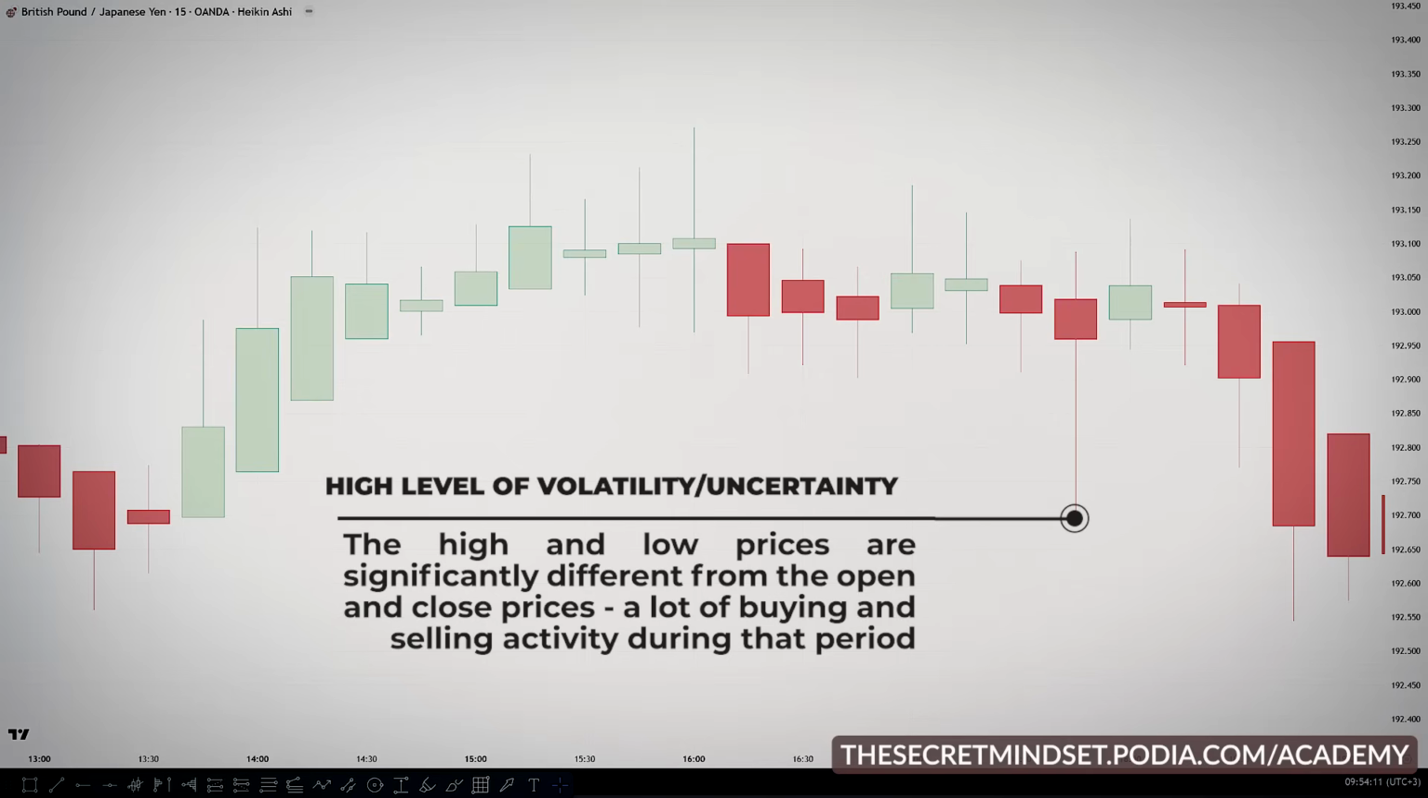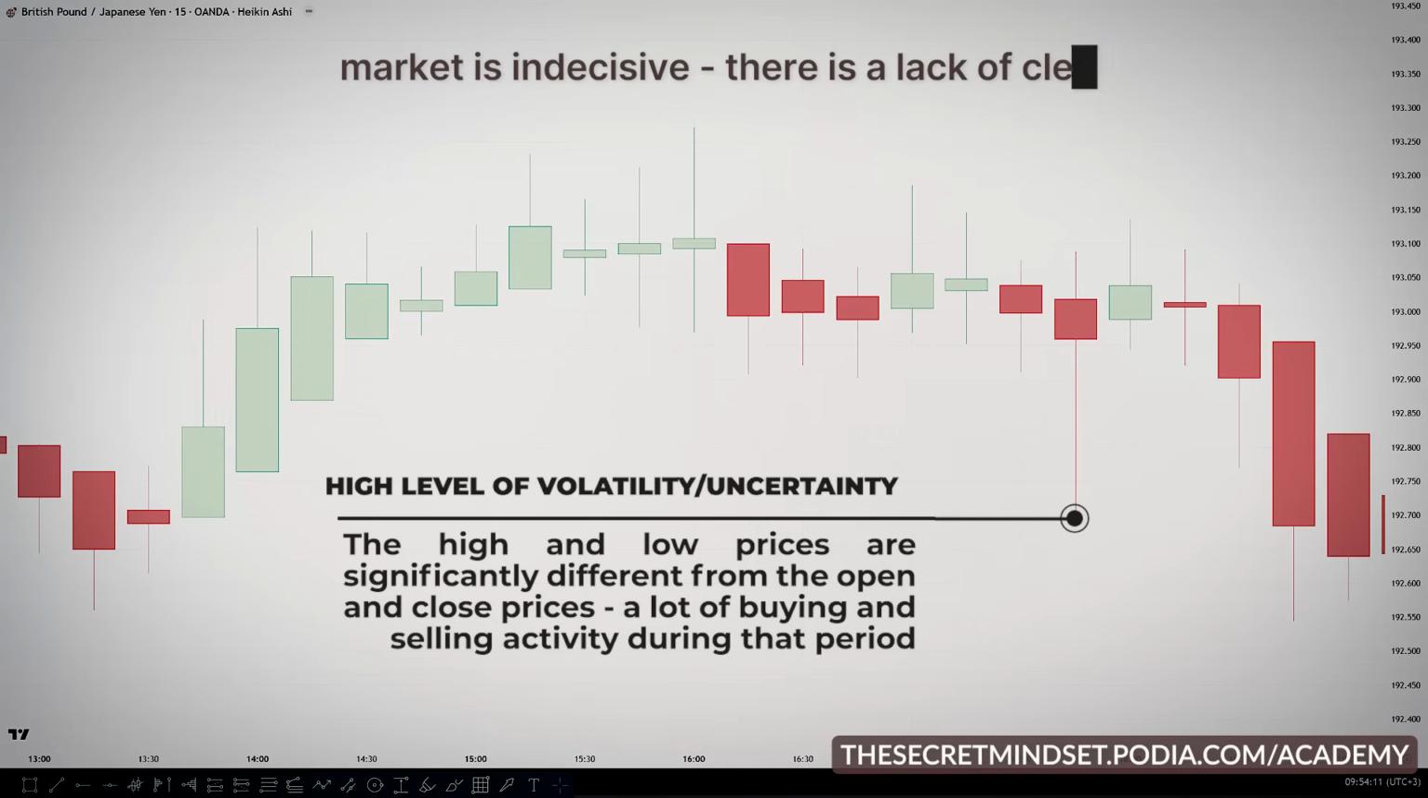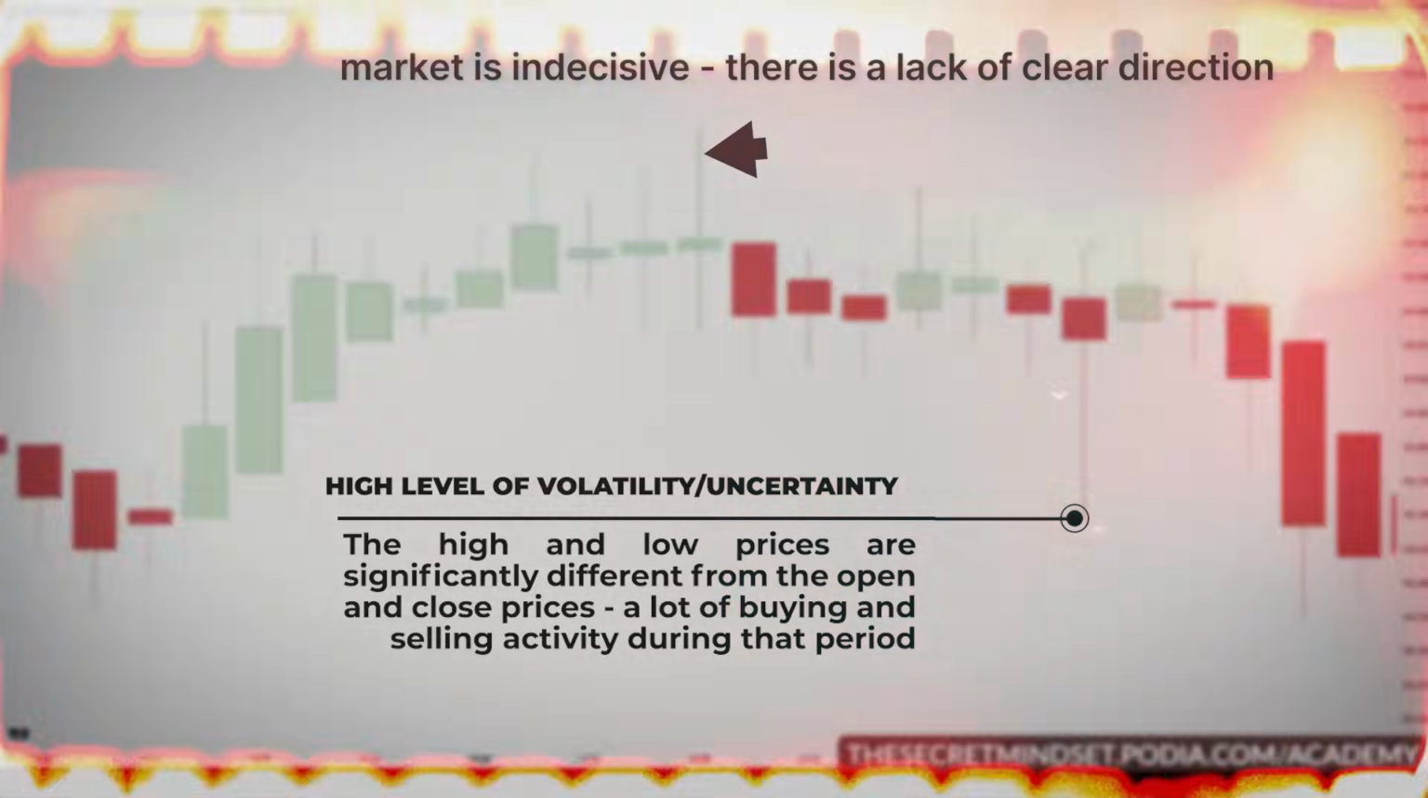If the high and low prices for a particular time frame are significantly different from the open and close prices, it may indicate that there was a lot of buying and selling activity during that period. This could be a sign that the market is indecisive or that there is a lack of clear direction. On the other hand, if the wicks are small or absent, it may indicate that the market is more stable.